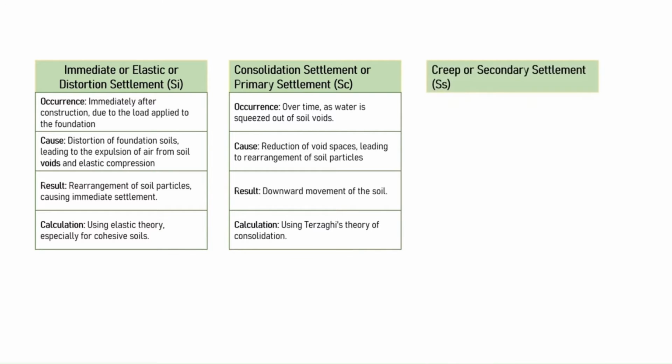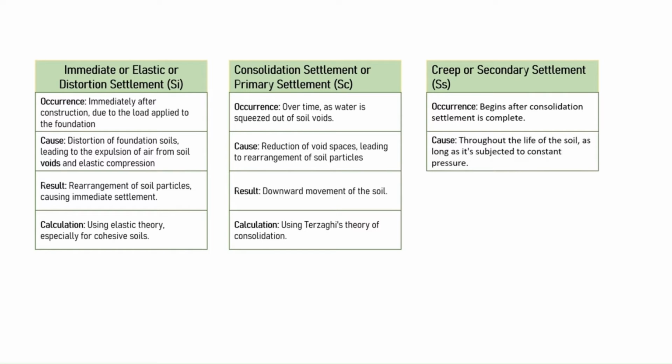3. Creep settlement, secondary settlement. Creep settlement or secondary settlement, represented as Ss, begins after the completion of consolidation settlement. This component of creep settlement occurs throughout the life period of the soil, as long as it is subjected to a constant pressure of the load. Hence, the total settlement is the sum of the immediate settlement, the consolidation settlement, and the creep settlement. Total settlement equals Si plus Sc plus Ss.